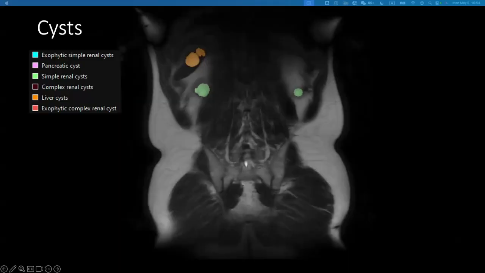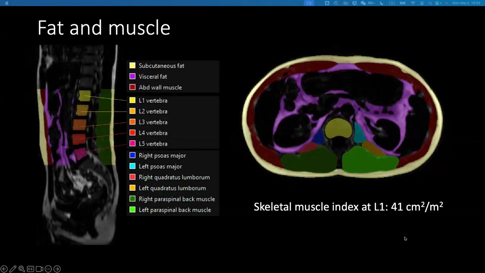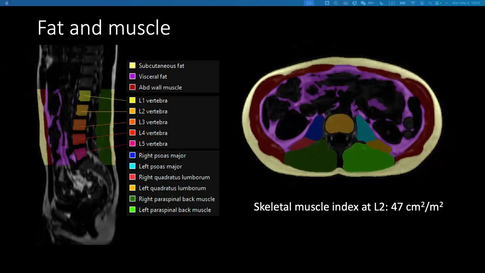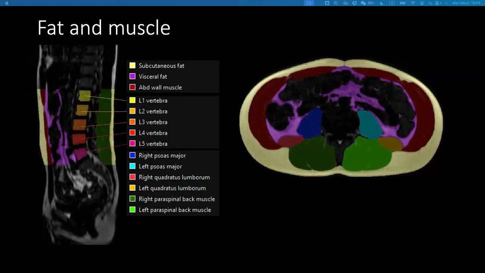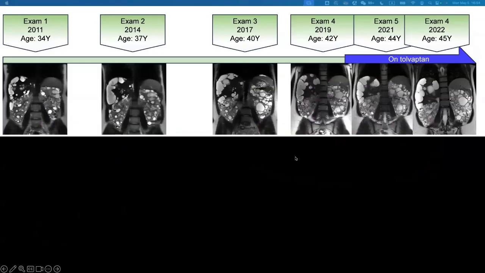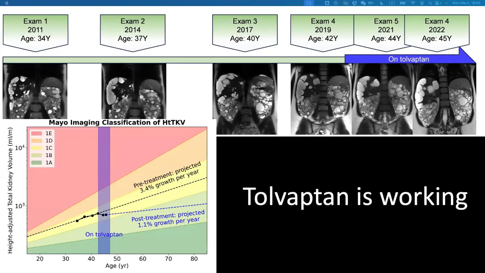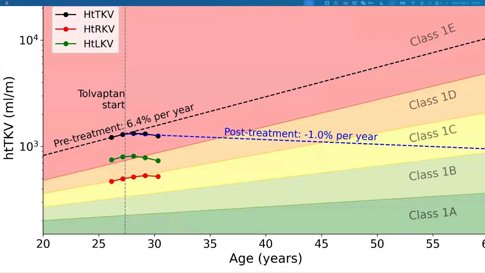And then we also label the fat and muscle index labels to try to calculate the visceral fat and skeletal muscle index. Another feature we are developing is tracking the volumes across different time points so we can evaluate whether the tolvaptan is working. For example, in this patient, the growth rate is 3.4% prior to tolvaptan. After the treatment, it was down to 1.1%.